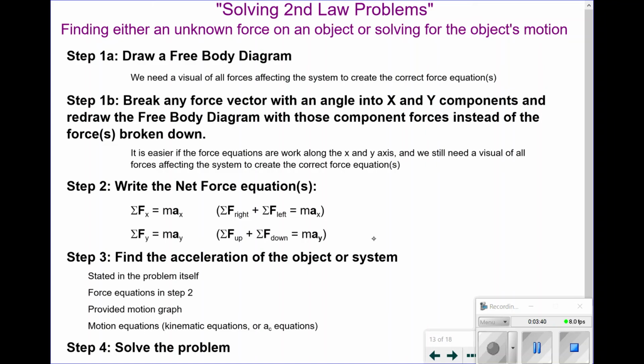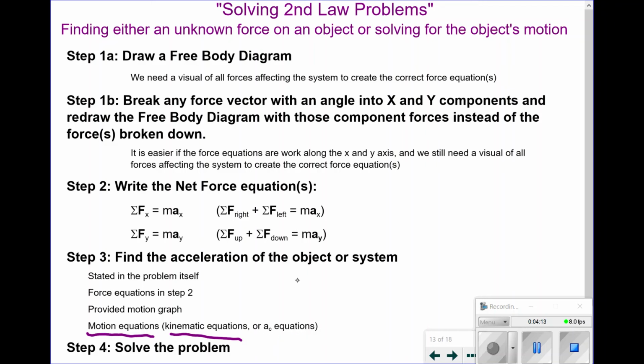In any of those circumstances, you'll have to find the acceleration not through the force equations, because you'll be missing something, such as the mass or the forces, but instead you'll have to use the kinematic motion equations, or the motion equations for circular motion. So if we are given the text information without a graph, you will have to use the kinematic equations or centrifugal motion equations to find acceleration.